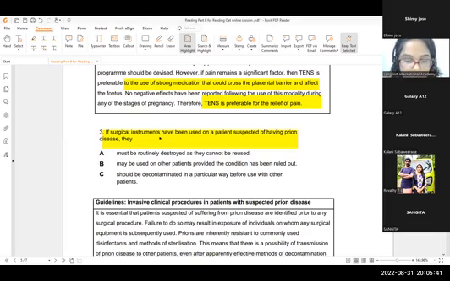If surgical instruments have been used on a patient suspected of having prion disease, they... Yes, correct, you're right. So this extract is focused on surgical instruments. If you use surgical instruments on a patient suspected, not sure, possibly having prion disease, they... So whenever "if" comes, imagine if you do this, this might happen. That is the formation of the sentence.